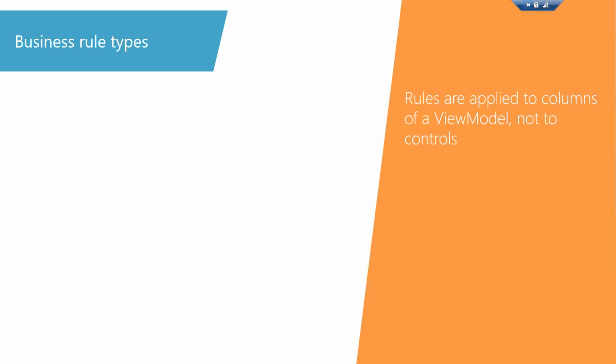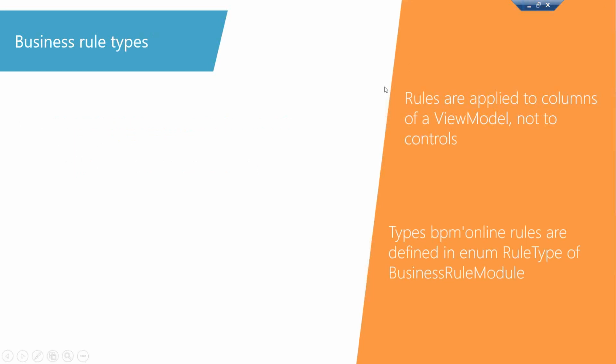So this means that if a task is very common, developers try to implement and create some common solution for this task. And they did it and called this solution business rules. Business rules are a synonym of some commonly used business logic for page fields. Business rules are applied only for page fields, and they are applied to columns, not to controls.